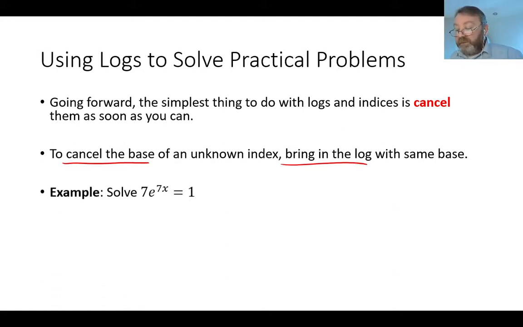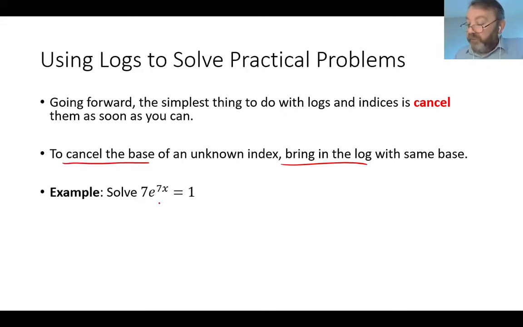Solve 7e to the 7x equals 1. Now what's the problem with this equation? The problem with this equation is that the variable I wish to solve is written as a power. Okay, it's in the index of base e. So therefore, if my variable that I want to solve is in the index of base e, then I have to get rid of base e in order to free up the 7x, so to speak.